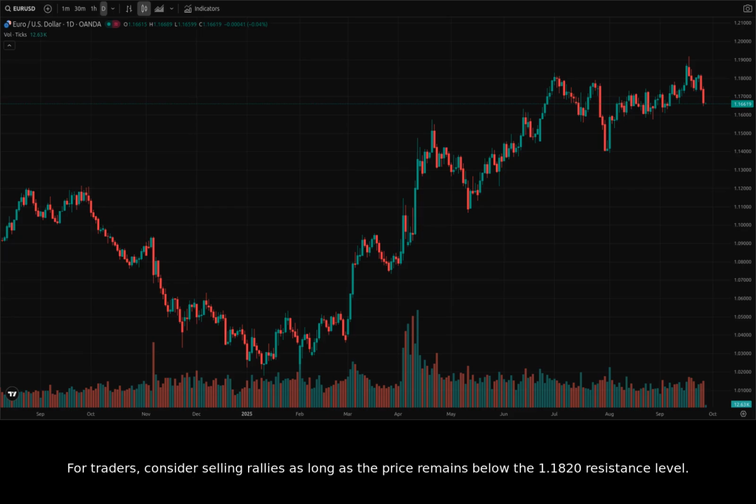For traders, consider selling rallies as long as the price remains below the 1.1820 resistance level. A break above this could invalidate the immediate bearish bias. Immediate short-term support is at 1.1670, followed by 1.1650 and 1.1615. On the upside, 1.1740 acts as intraday resistance, then 1.1785 and the more significant 1.1820.